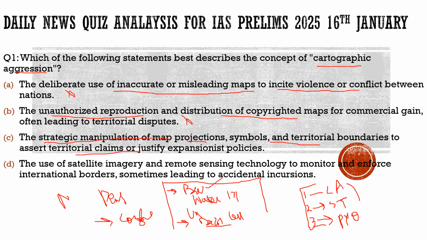Now let us see what the fourth statement says. It says the use of satellite imagery and remote sensing technology to monitor and enforce international borders.